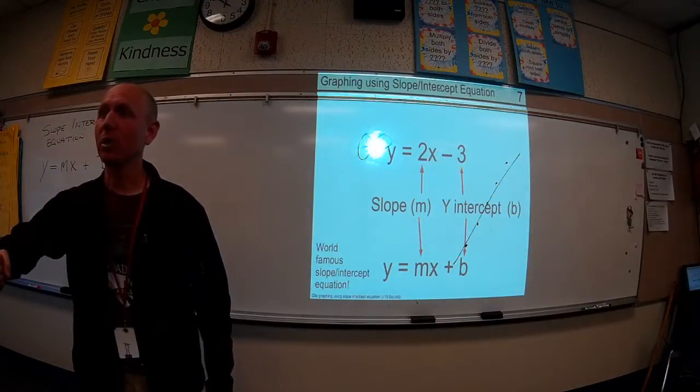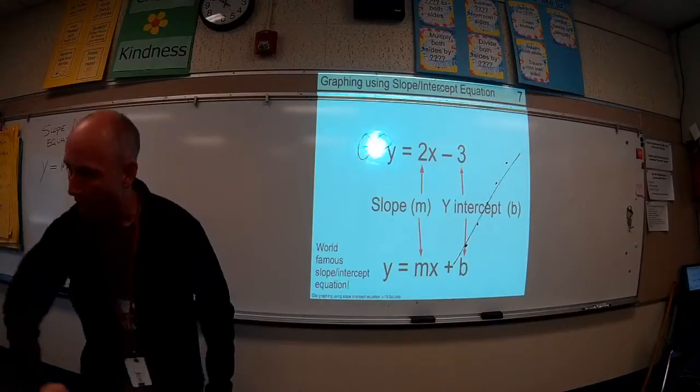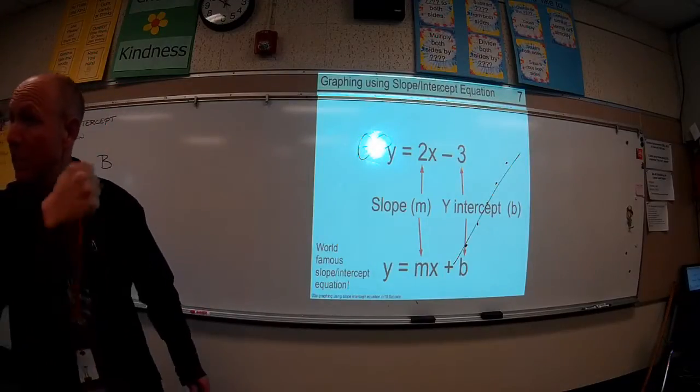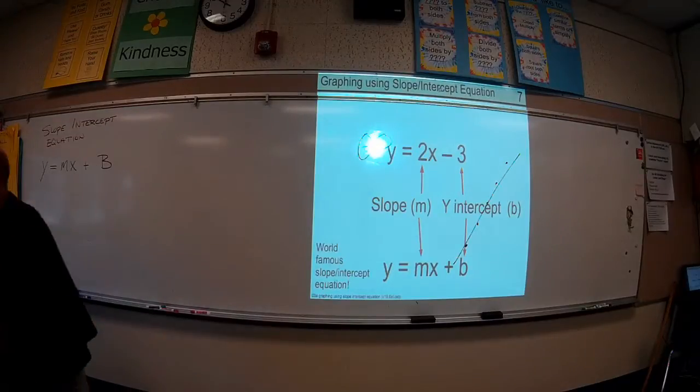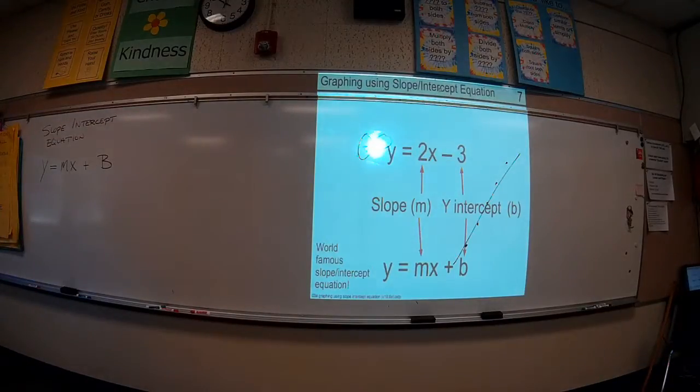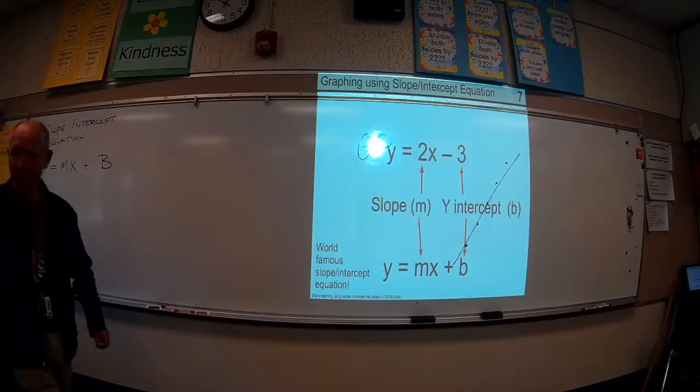This is the slope-intercept song. It goes like this. Y equals mx plus b. Y equals mx plus b. Y equals mx plus b. Y equals mx plus b.